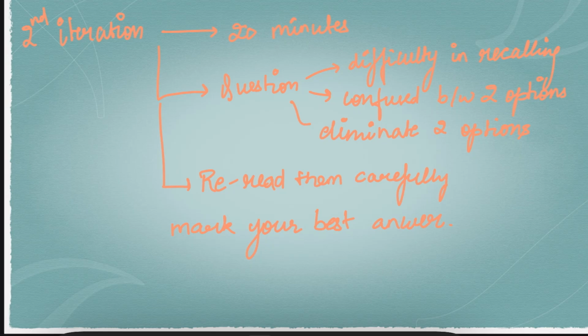Now comes the second reading of the paper. In this you will devote another 20 minutes. In this you have to attempt the questions in which you faced difficulty in recalling the answer in your first reading, or you were confused between two options, or you had difficulty in eliminating two options, or there was a certain question where you had to do a little bit of thinking. So in the second iteration you will be attempting those questions.